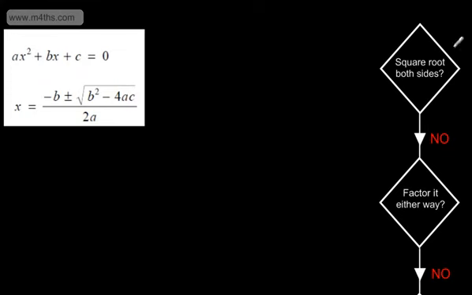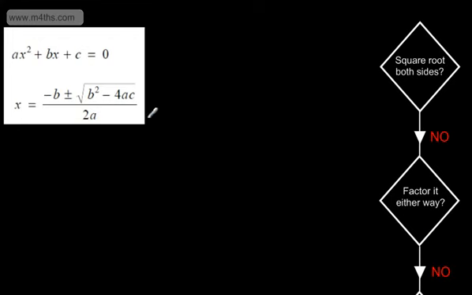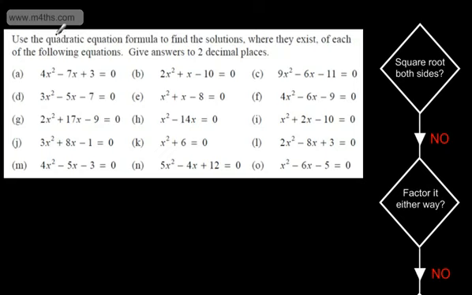So if you go through a quadratic equation and you can't square root both sides, you try and factor it. If it won't factor, we either use a quadratic equation or complete the square. We're now going to look at using the quadratic equation. So let's go ahead. We're asked to use the quadratic equation formula to find the solutions where they exist of each of the following equations.